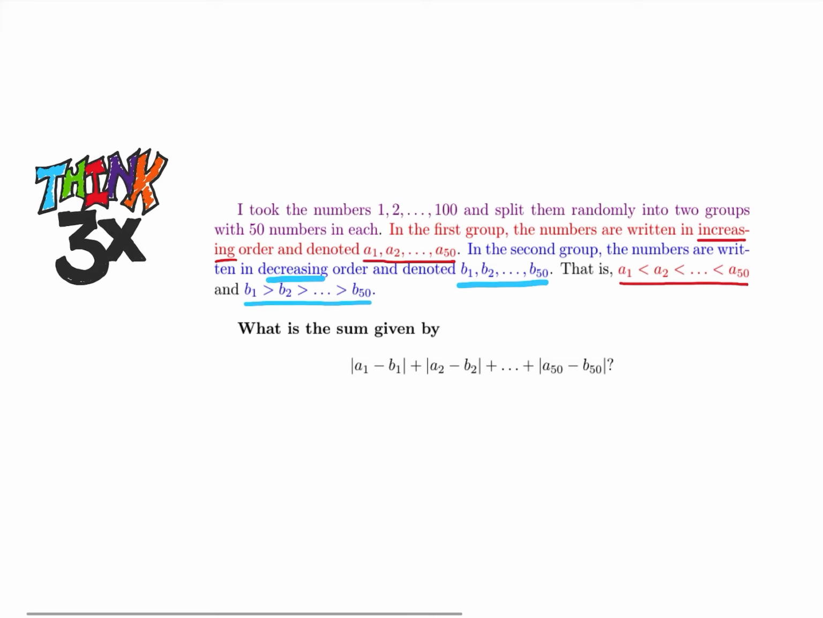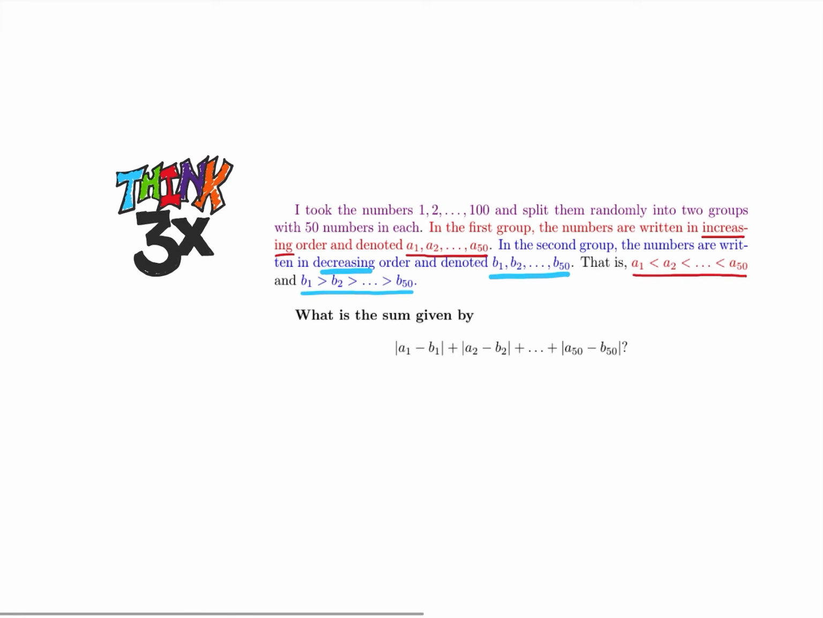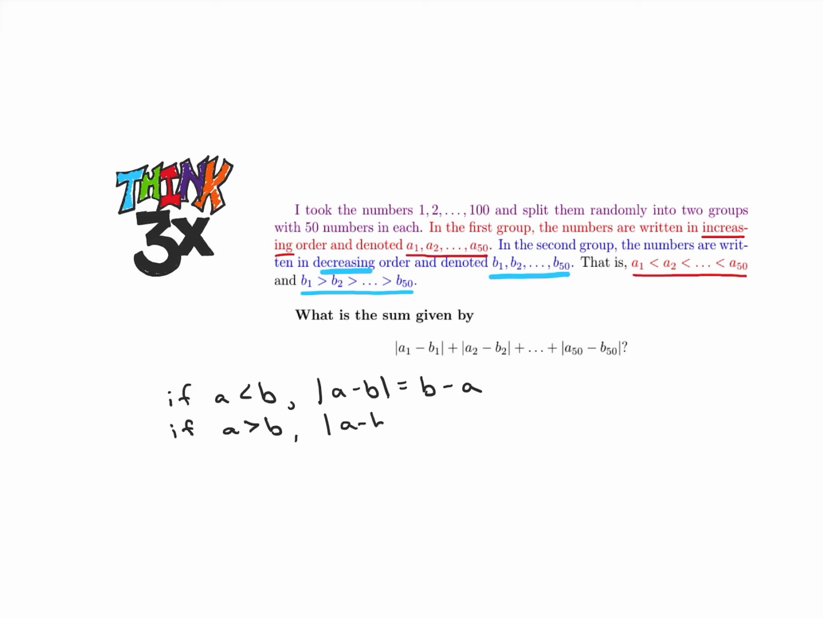So what I want you to be thinking is that to start off, if a is less than b, then the absolute value of a minus b is going to be b minus a, because b is the larger number and it's going to end up being positive. If a is greater than b, then the absolute value of a minus b is going to just be a minus b, because a is the larger of the two numbers. So we're going to have these two different sets as we go through.